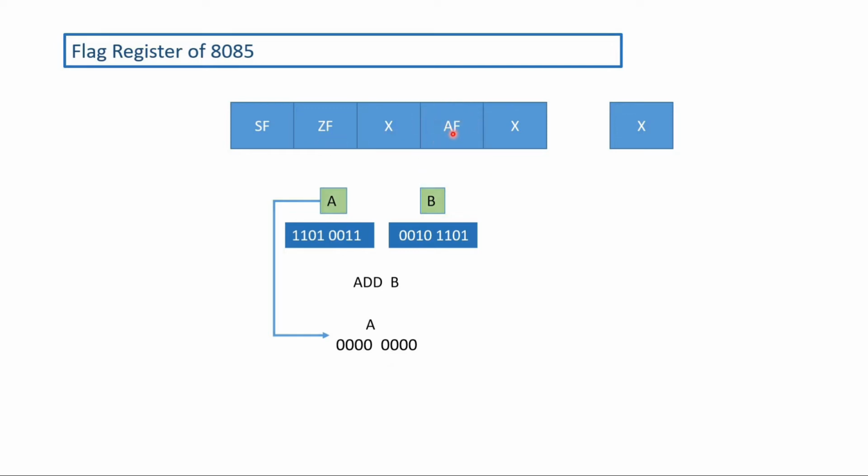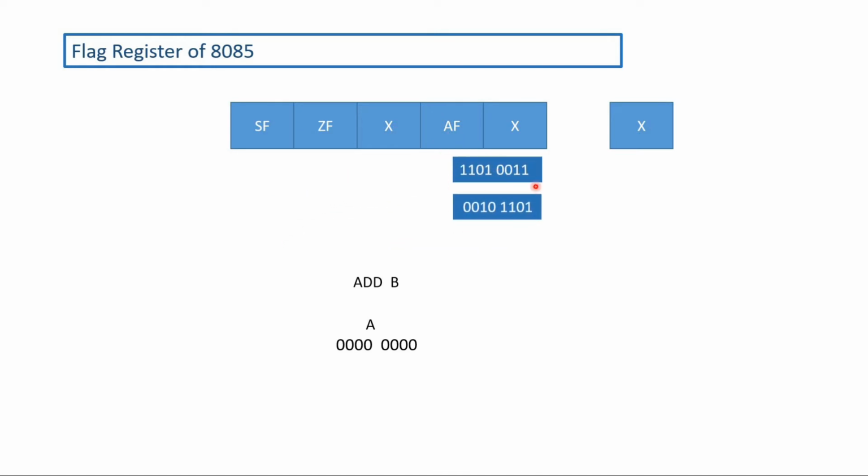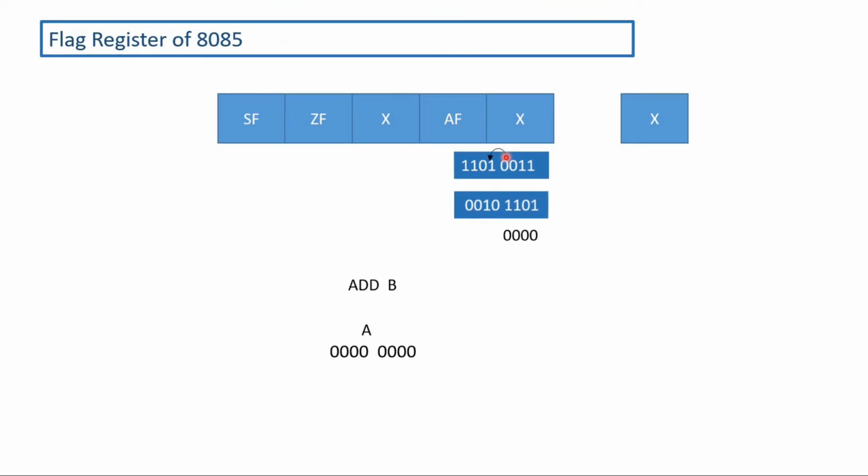Next is the auxiliary carry flag. To understand this flag we have to do this addition step by step. So this is your lower nibble and this is your higher nibble of the first operand, and this is your lower nibble and this is your higher nibble for the second operand. After adding the lower nibbles, you can see this is the result that is coming and there is a carry from the lower nibble to the higher nibble. So the auxiliary carry flag stores this information, whether there was a carry from lower nibble to higher nibble or not. As here there is a carry, the auxiliary carry flag is going to be 1 in this case. If there was no carry, then it would be 0.